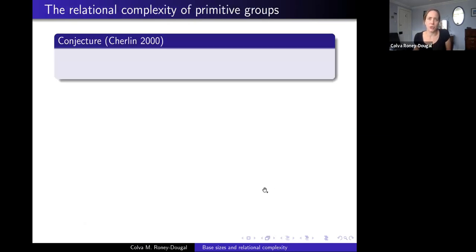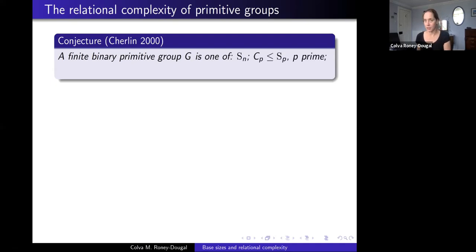Let me talk a bit about the relational complexity of a primitive group. So Cherlin conjectured back in 2000 that a finite binary primitive group, relational complexity 2 and primitive, is one of, well, Sn, I just showed you that. Cp for p prime, because I've just shown you that a cyclic group has relational complexity 2, and I'm saying that it's primitive, so to be cyclic and primitive, you have to have prime order. An affine group, this just looks like a dihedral group, Fp split C2, or another affine group. This is Fq squared with the orthogonal group of minus type acting on it. Just those, he conjectured.